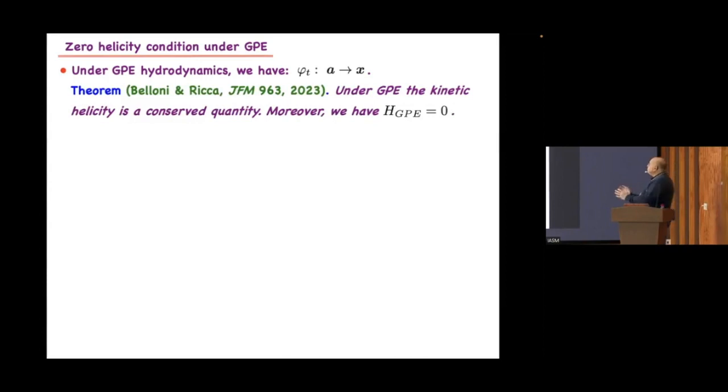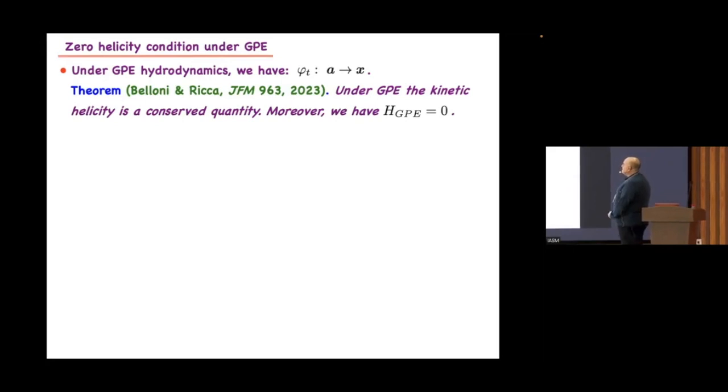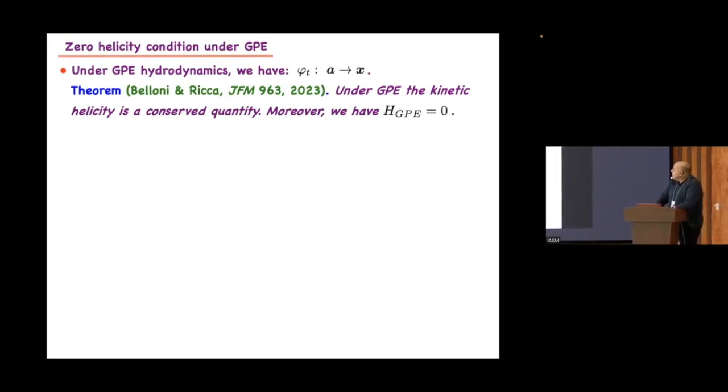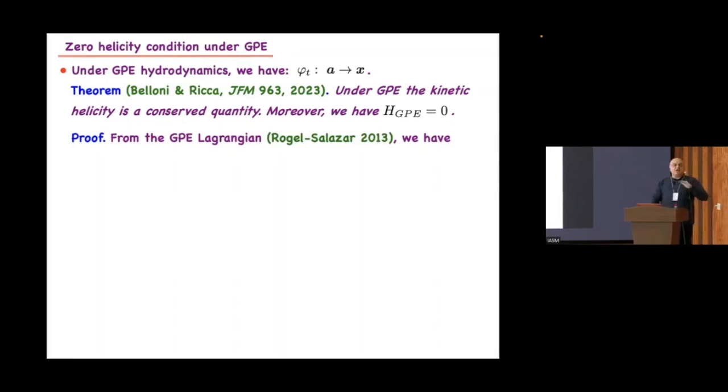Now, under GPE, we assume that everything is smooth, otherwise we cannot do any analysis. And so I consider an initial position A that is brought to position X by a diffeomorphic flow map. And the result is the following under GPE. The kinetic helicity is a conserved quantity, and not only conserved, but the total helicity is 0. Now, in order to prove this, I sketch some steps, because it cannot be done in 2 slides, but I want to do it in 2 slides.